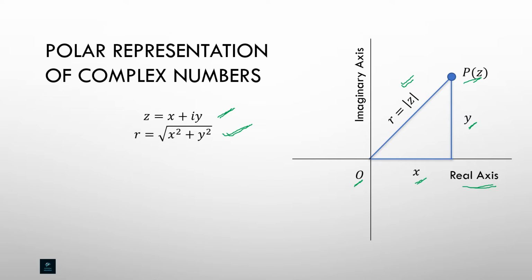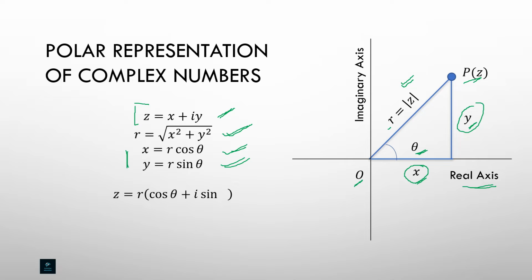Now let us assume that the line OP makes an angle theta with the real axis. Then in terms of r and theta, we can write the real and imaginary components x and y as x equals r cos theta and y equals r sin theta. Using these values of x and y in the complex number z equals x plus iy, we can write z as r times cos theta plus i sin theta.